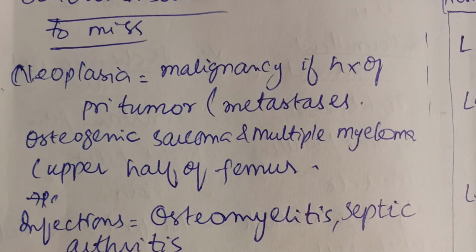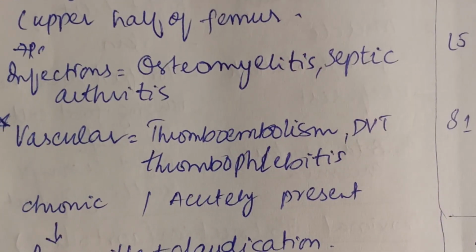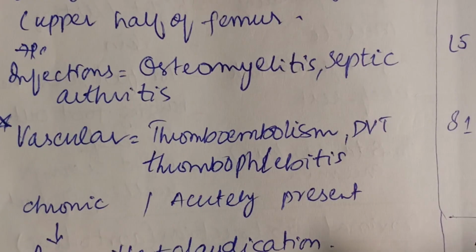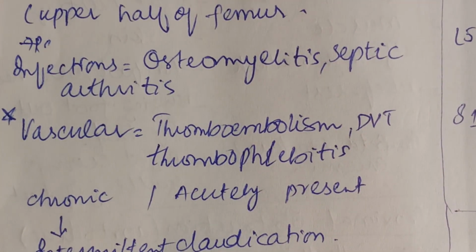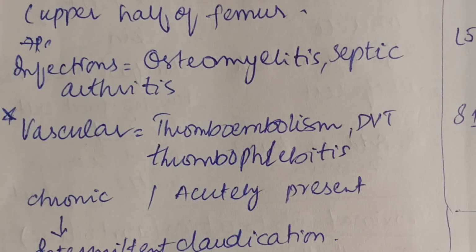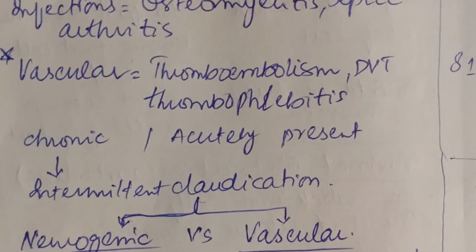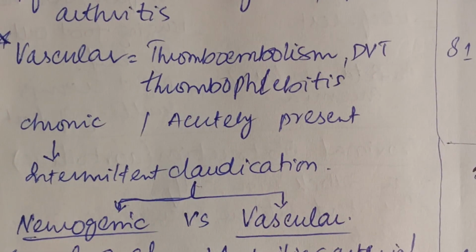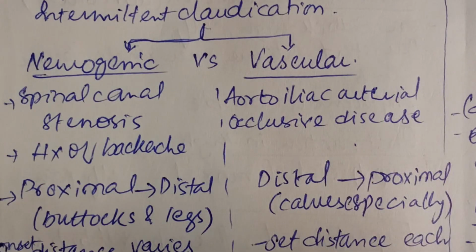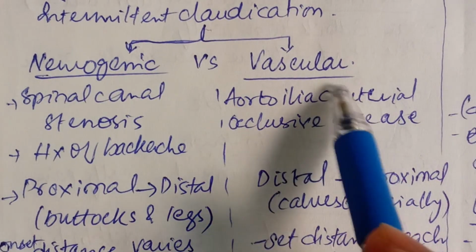Vascular disorders are very important when we are dealing with leg pains. They comprise thromboembolic events, DVT, and thrombophlebitis, and they can be presented as chronic or acute. A sign of chronic vascular problems can be intermittent claudication. Intermittent claudication can be classified as neurogenic versus vascular claudication.